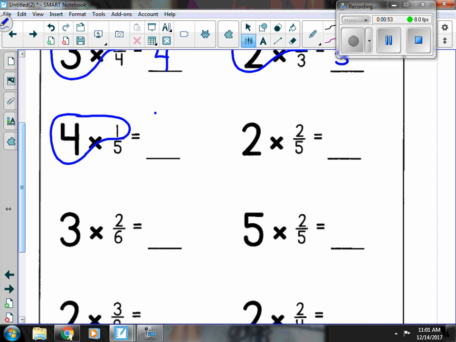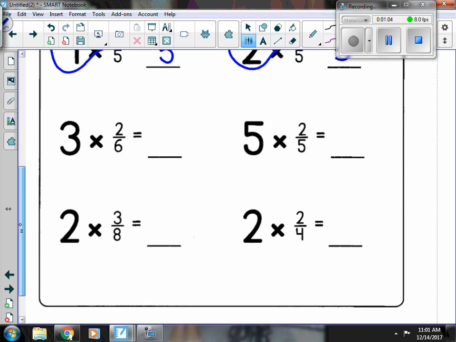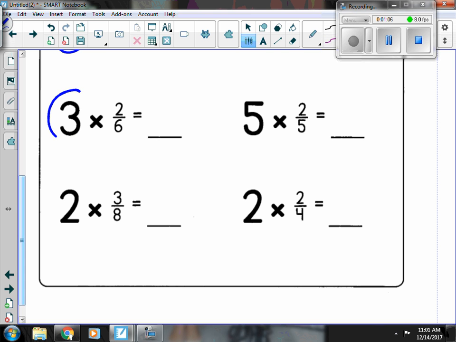So 4 times 1 is 4, and my denominator is 5. 2 times 2 is 4, and my denominator is 5. So both of those were 4/5. The next one. 3 times 2 is 6. My denominator is 6. And here's where I can do that division. 6 goes into 6 one time.